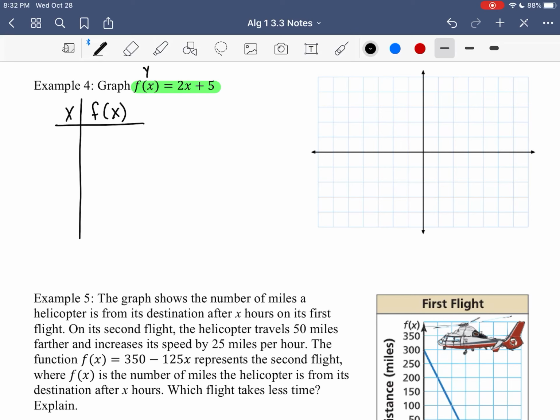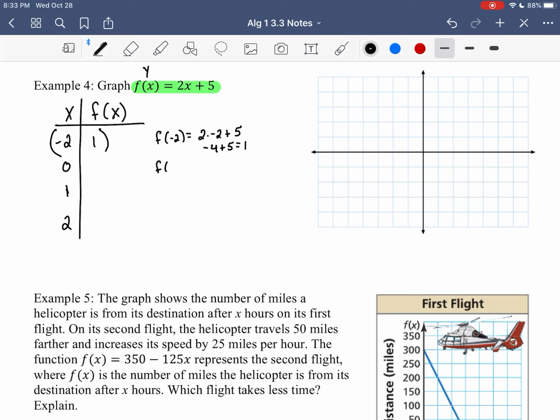And I'm just going to pick some points. Pick some positive, pick some negative. I'm going to do negative 2, 0, I don't know, 1, and 2. We'll see if that's enough to get a good idea of what this looks like. So when I put a negative 2 into this function, we'd have f of negative 2, 2 times negative 2 plus 5, gives me negative 4 plus 5, which is 1. So then I'd have the ordered pair negative 2, 1.